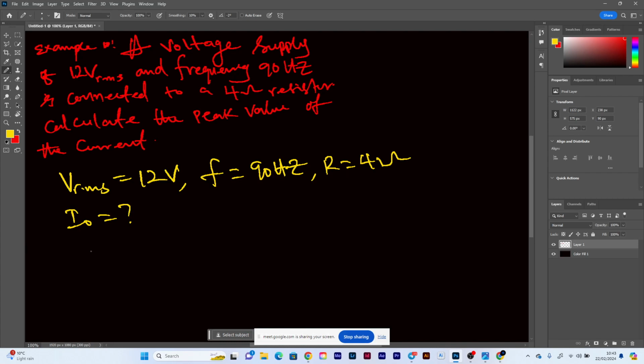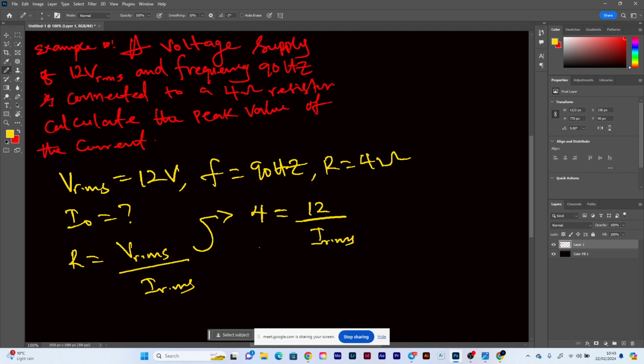So as a JAMB candidate, what do you need to do? All he just needs to do is to recall that R is equal to root mean square voltage divided by root mean square current. So R is 4, and that equals the voltage, which is 12, divided by the root mean square current. By the time you cross multiply, you have root mean square current equal to 12 divided by 4, and that will give us 3 ampere.